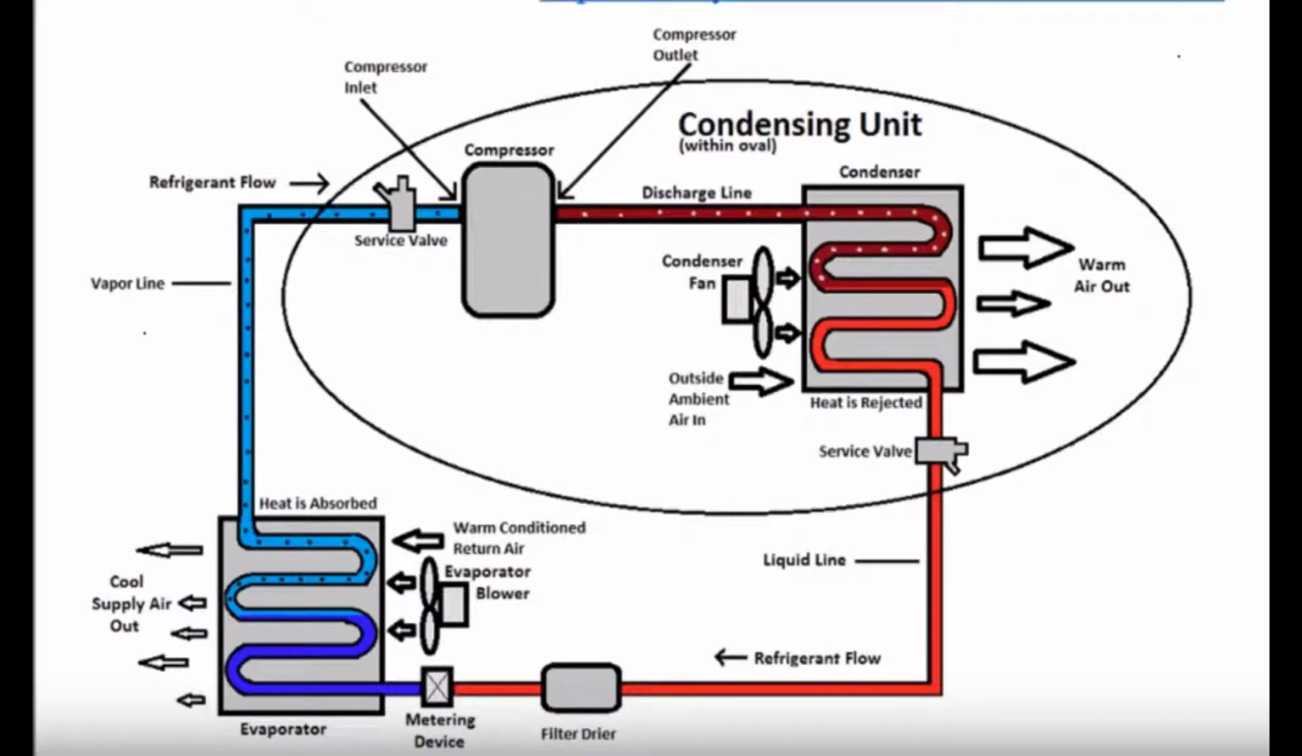I will be talking about refrigeration cycles shown on this diagram here. Two items separate low and high pressure. One is the compressor, shown on top, and then the other is the metering device, shown at the bottom next to the filter dryer. So the red is a high pressure and the blue is a low pressure.